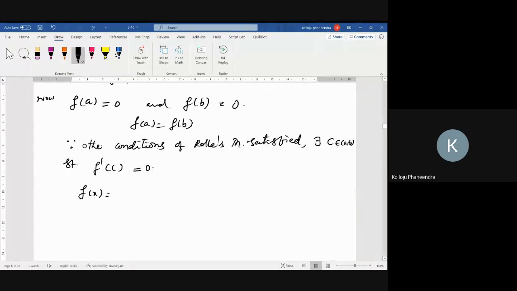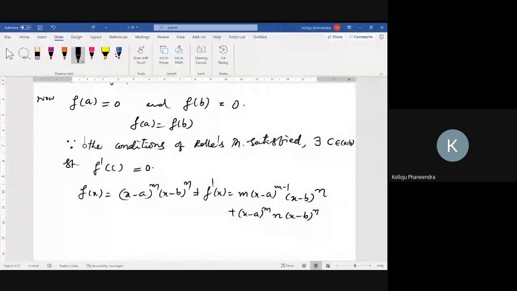So first let me find f dash c. What is this? f(x) = (x minus a) whole power m, (x minus b) whole power n. This implies, what is f dash x? UV method: m into (x minus a) whole power m minus 1 into (x minus b) whole power n, plus (x minus a) whole power m into n into (x minus b) whole power n minus 1. Okay. Now this equals f dash x equals to, what is the common?